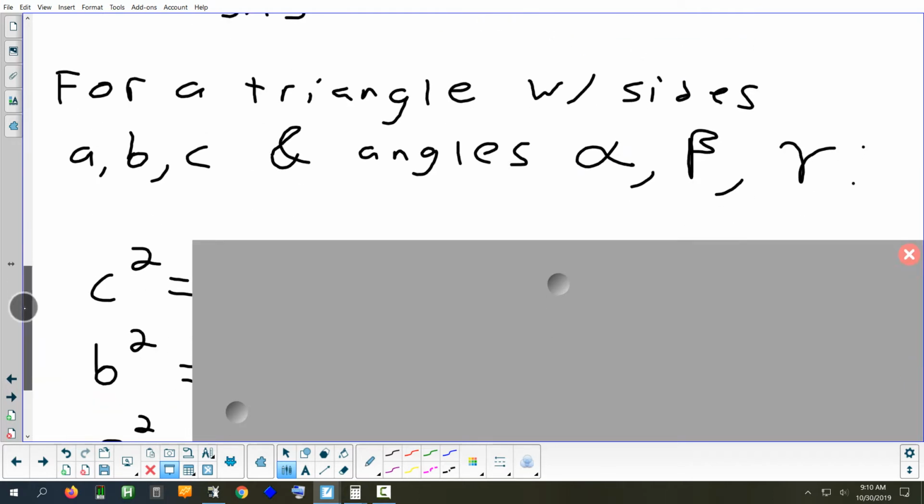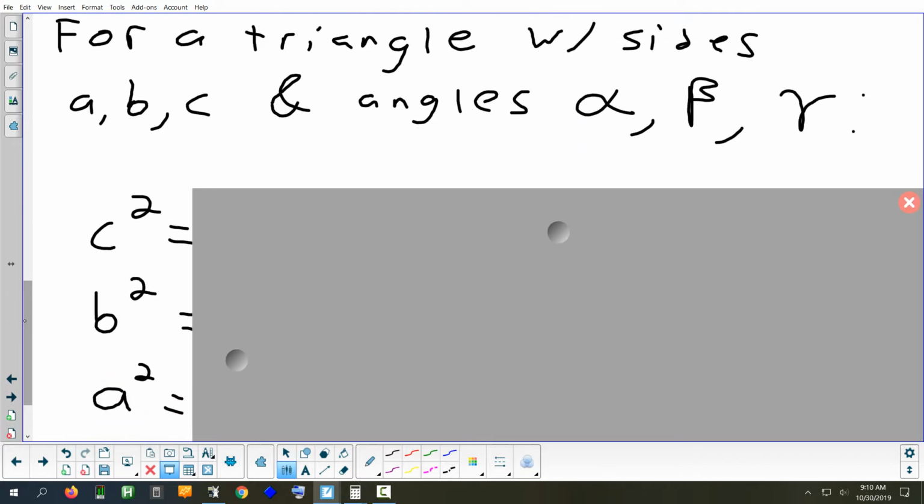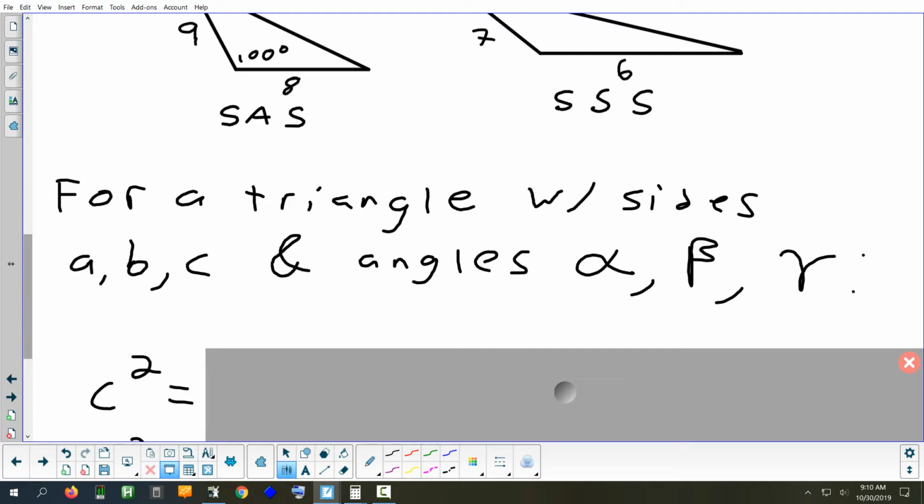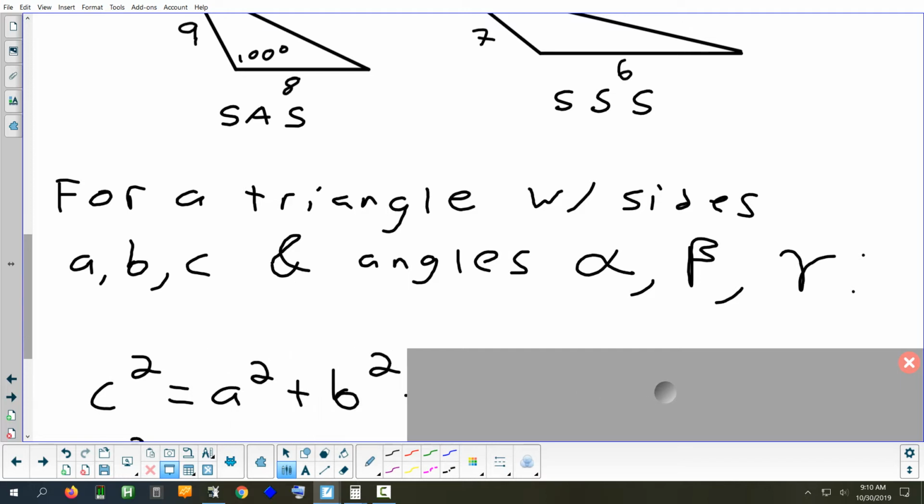The different equations can all start out with different letters. You can start with c squared, b squared, or a squared. I'm just going to show you the c squared right now. C squared equals a squared plus b squared. What's that look like?